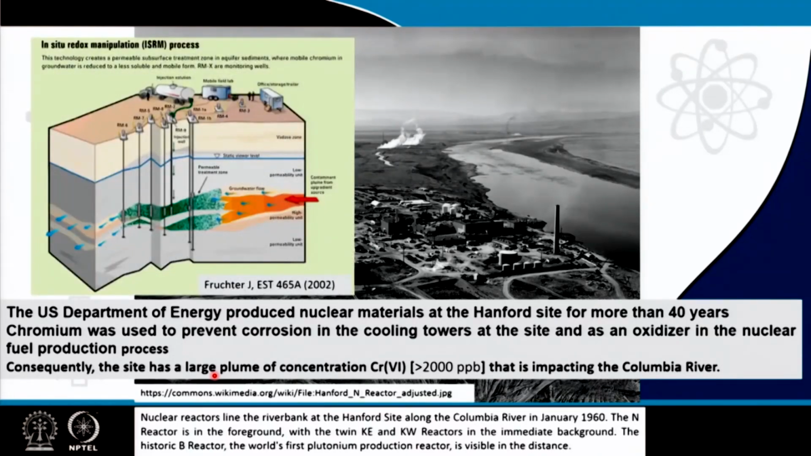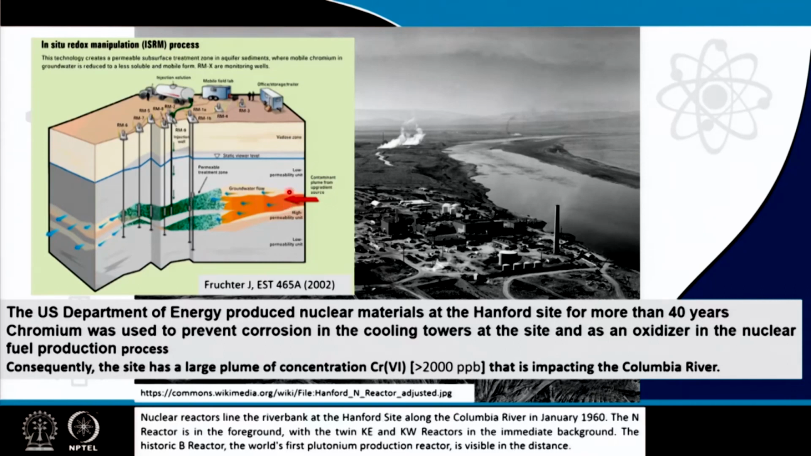This is a cartoon published in one of the Environmental Science and Technology papers by a group of scientists who were working on the in situ redox manipulation process. That was another process, developed through a permeable reactive barrier, in order to combat the flow of toxic chromium.